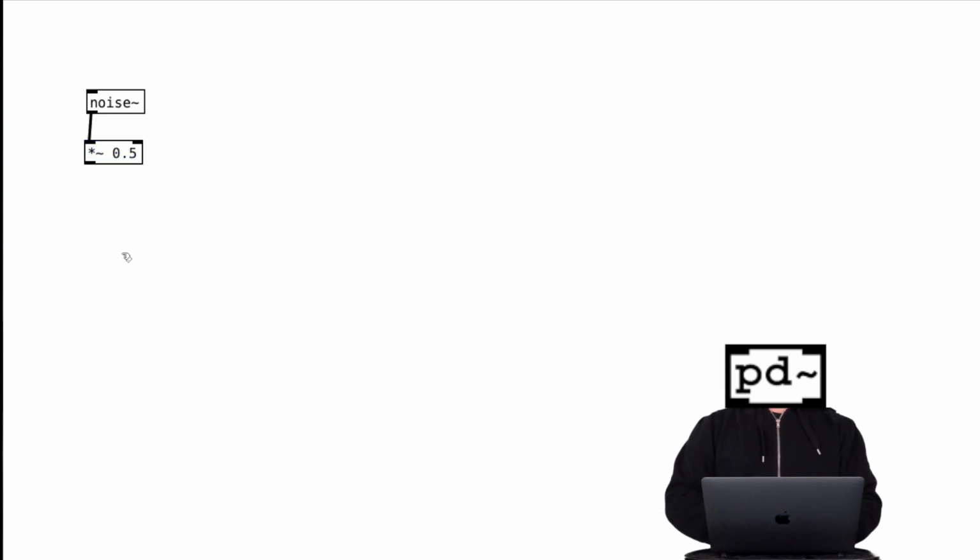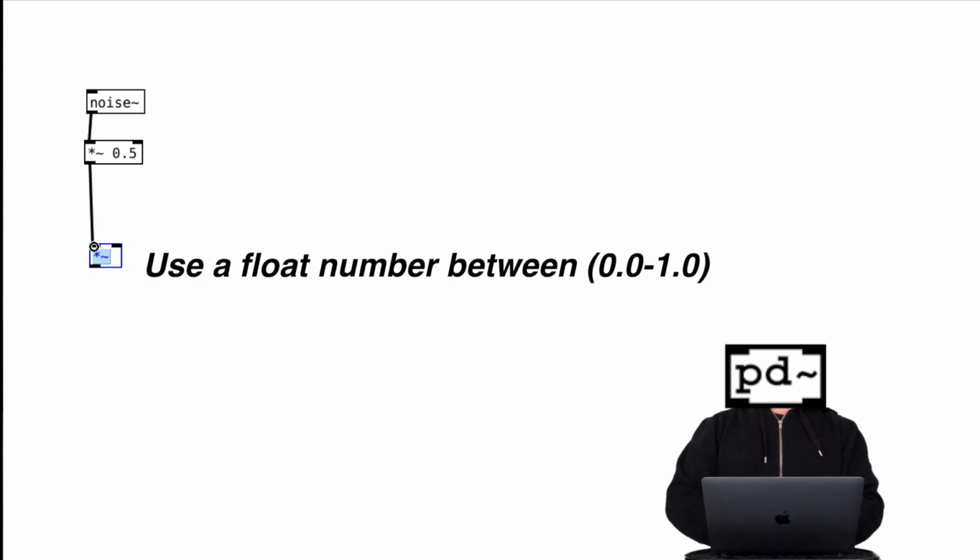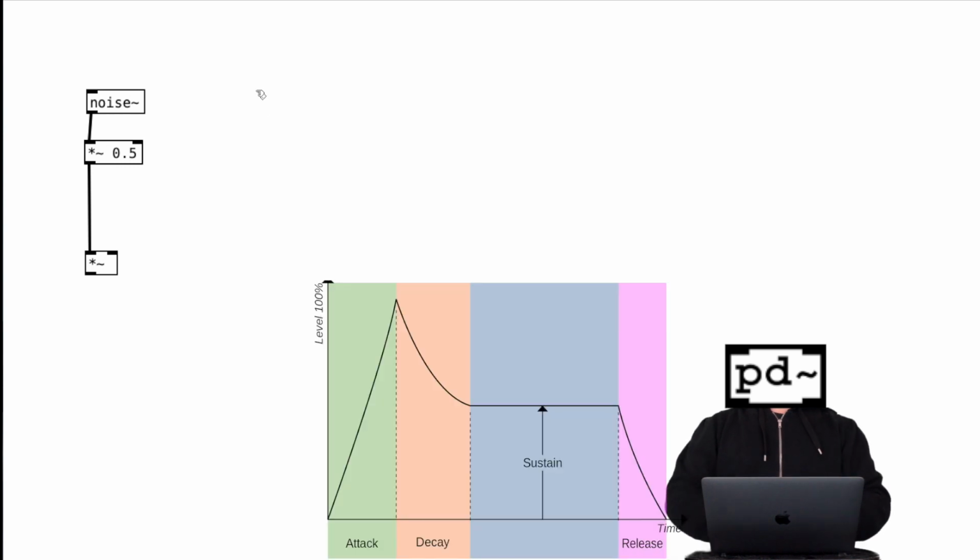And create another times tilde, but without any number typed in. The second inlet of this object can receive a number to set the volume of a signal or sound. I recommend using a float number ranging between 0.0 to 1.0. Okay, let's make an envelope now.